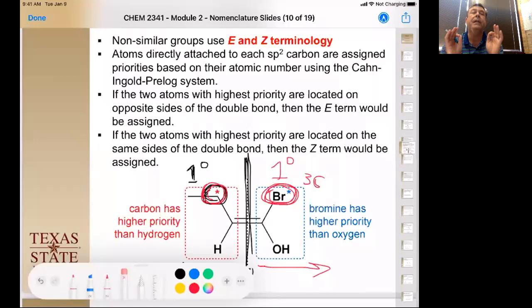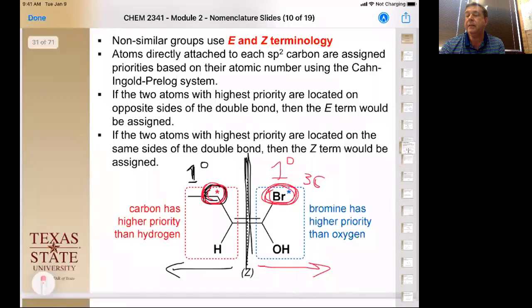No, I'm sorry, E if they're on the opposite side. E stands for the German entgegen, meaning opposite. And the term Z stands for zusammen, which means same. So the way to remember that is Z is same side. So in this case here, we have the Z isomer of this compound. So we're going to put that Z at the beginning, just like it was a cis or trans. But because we didn't have similar groups, the E and Z terminology is much more precise.